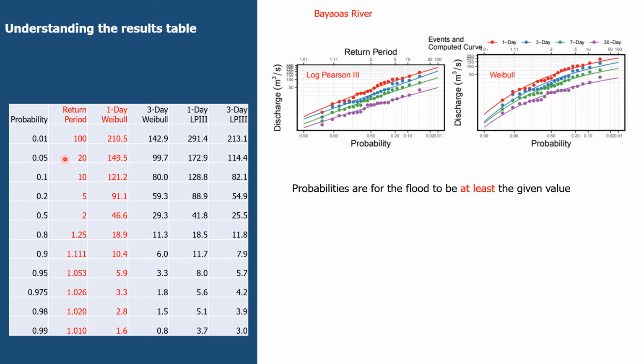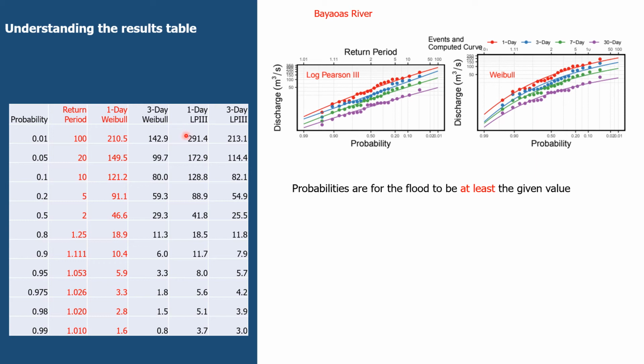Probability of 0.05 or a 20-year event, 149.5, 172.9. By the time we get to the 10-year events, they are much more similar, 121, 128. The 5-year event, 91.1, 89. So not much difference for these lower return period, higher probability events, but for the sort of event we might wish to estimate for design purposes, we do get quite a significant difference.